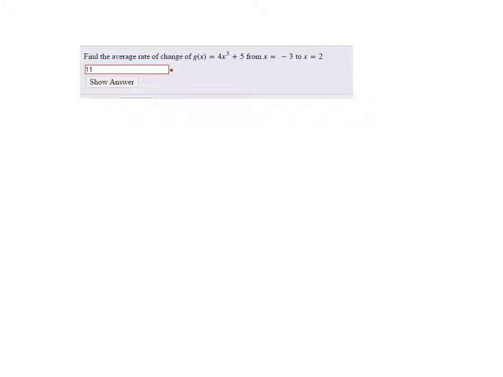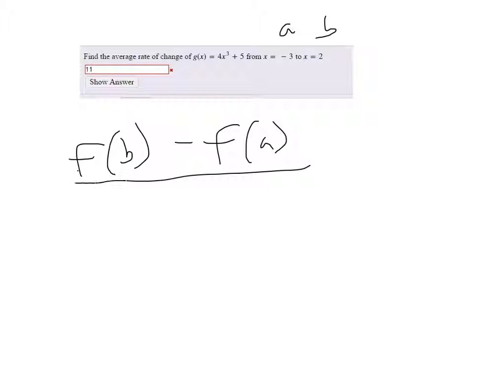Find the average rate of change. That's just like finding the slope. So what we're going to do is take this equation, where we've got A and B, and find f of B minus f of A over B minus A. And this is just like y2 minus y1 over x2 minus x1.